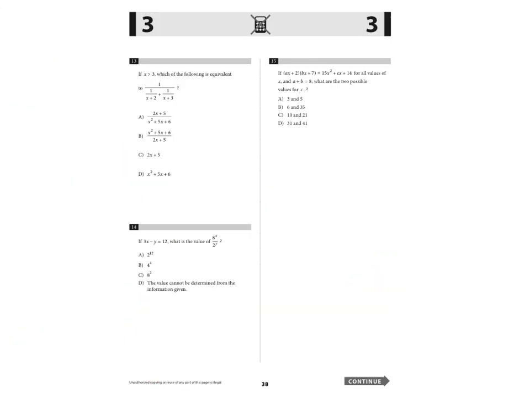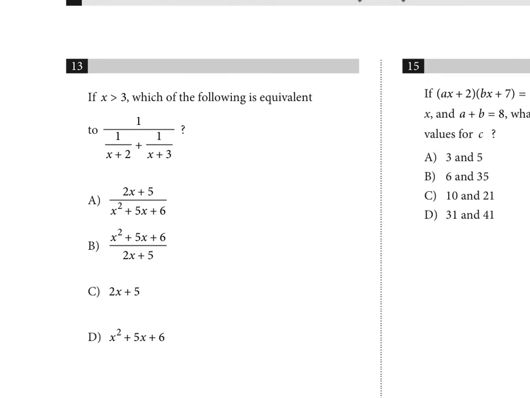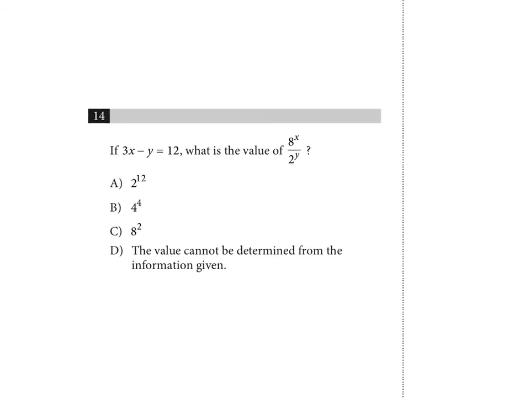Next page, number 13. The answer is B. This one is hard. I would not expect any of you to get this. This is one of those where we'll get to it if we can. Maybe, maybe not. This one, 14, the answer is A. I thought it was D, but it's not. It's A. This one's hard. These involve rules of exponents.